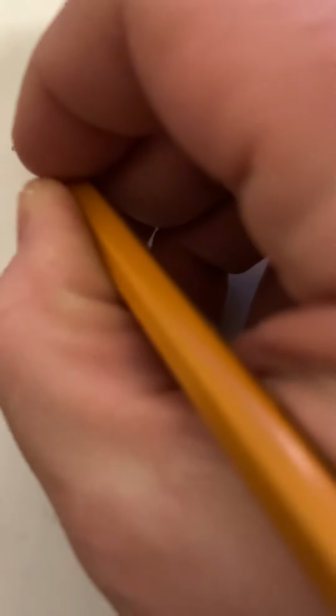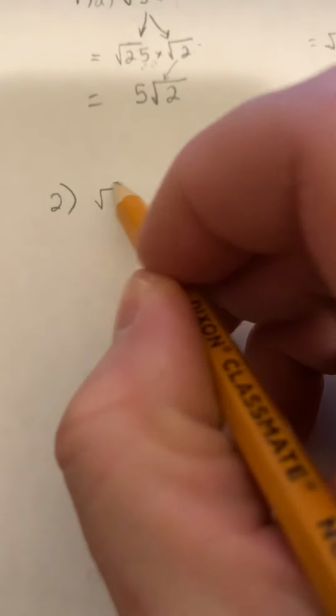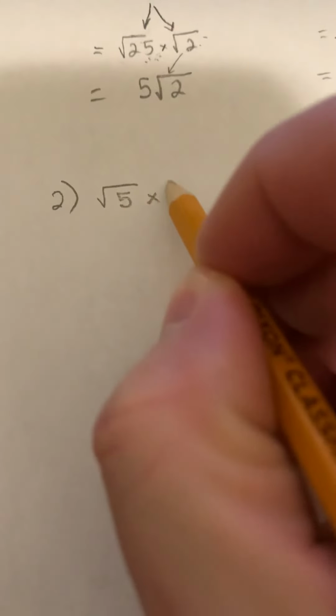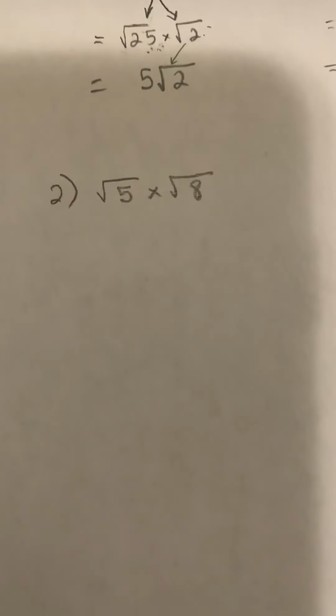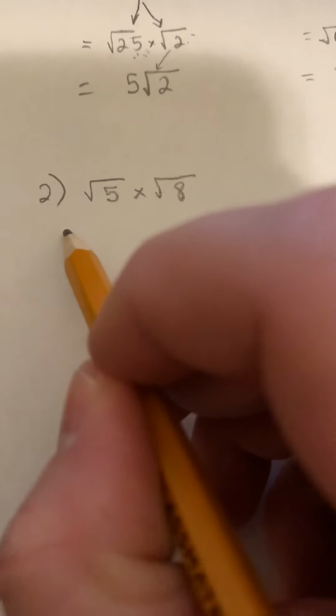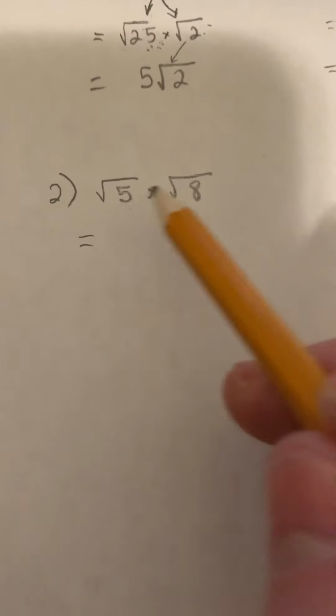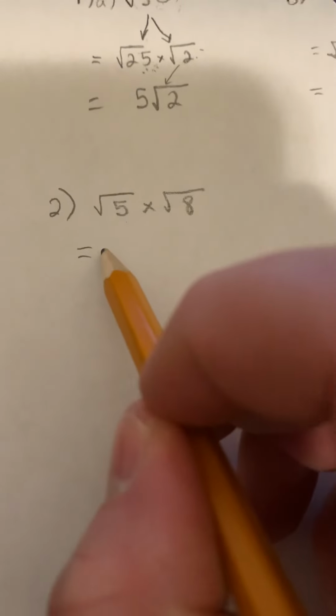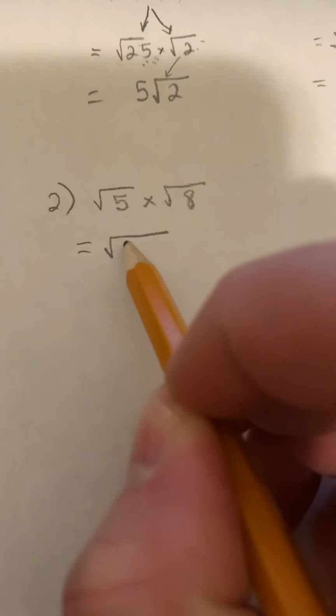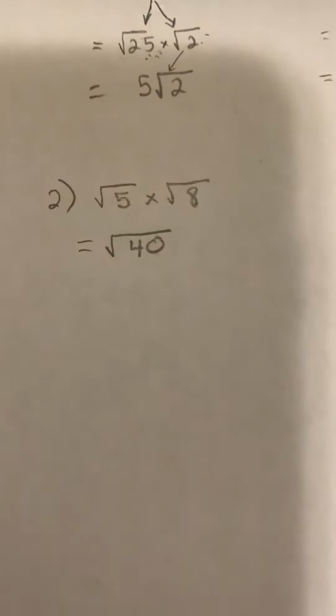Let's move on to number 2. The question in the notes says multiply the following radicals. So we have the square root of 5 times the square root of 8. Multiplying is just that: we multiply the numbers and keep the square root sign. If you multiply them, you get the square root of 40.